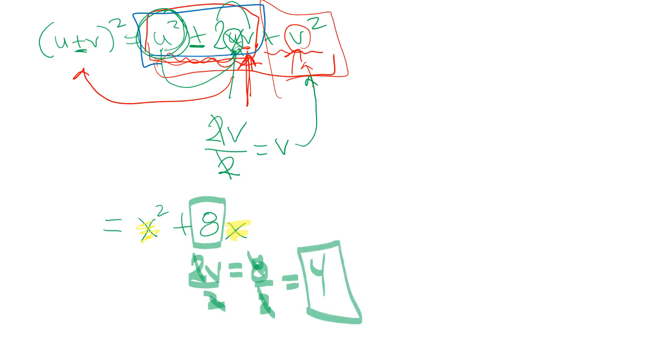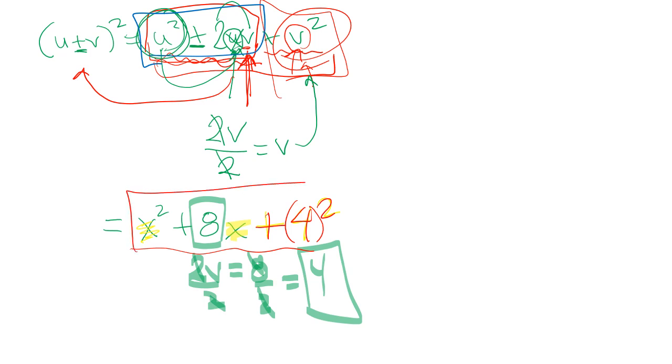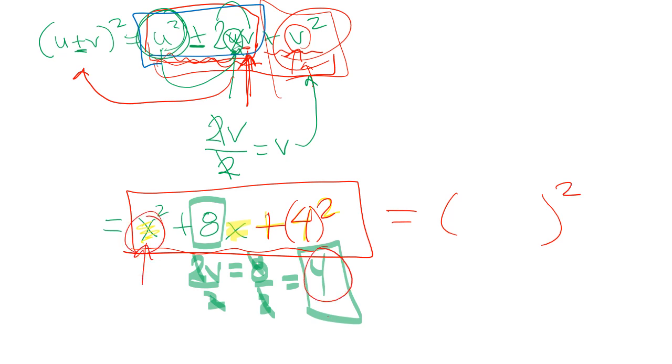Well, if v is equal to 4, if I add 4 squared, you probably can't see that very well. If I add 4 squared onto the end of this polynomial, that's basically adding the v squared. What does that allow me to do? It allows me to factor this entire polynomial as u plus v squared. What was u? X, the thing that's being squared here. What was v? 4, the thing that's being squared here. So x plus 4 squared is how I would factor that polynomial. Not quite sure that's right. Well, let's try another one.